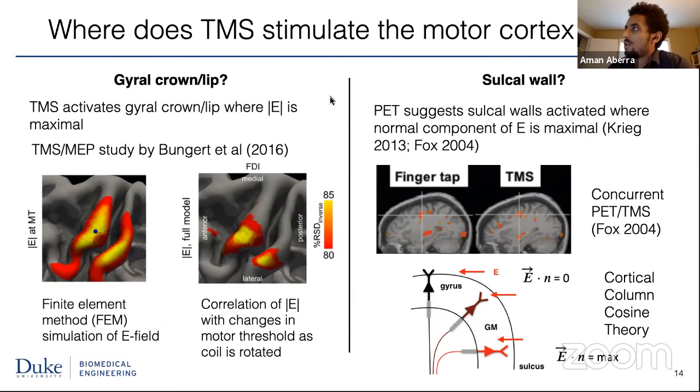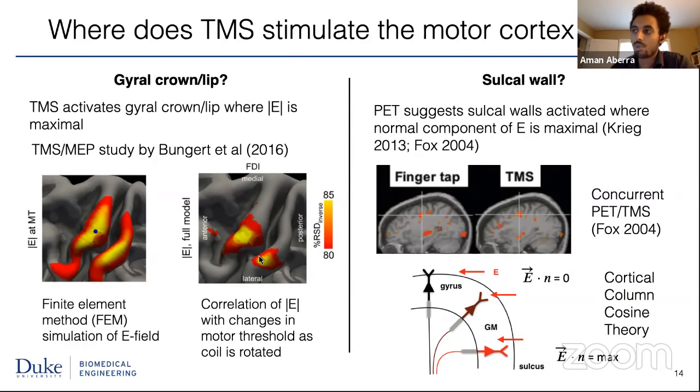One of the motivating questions here is still somewhat controversial in the field, which is where activation actually occurs when we apply TMS, for example, in M1, where most studies are focused. There's one camp that has argued that the gyral crown and lip, where the electric field is maximal, since the electric field falls off with depth, is the site of initiation of action potentials. This is based on, for example, studies that combine FEM modeling of the electric field with correlations of the electric field magnitude with changes in motor threshold as the coil orientation or position is changed.